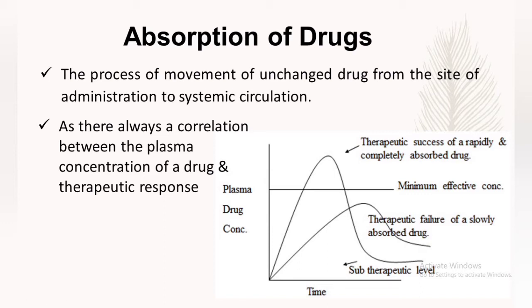As you can see in the picture on the right hand side bottom, there are two curves, one which crosses the minimum effective concentration and one which is below the minimum effective concentration. If the drug concentration crosses the minimum effective concentration and is maintained in the therapeutic window, then only the drug can show the effect. But if the drug absorbed in our blood is not sufficient, meaning it is below the minimum effective concentration, then that drug cannot show its effect, which is also known as the subtherapeutic level.